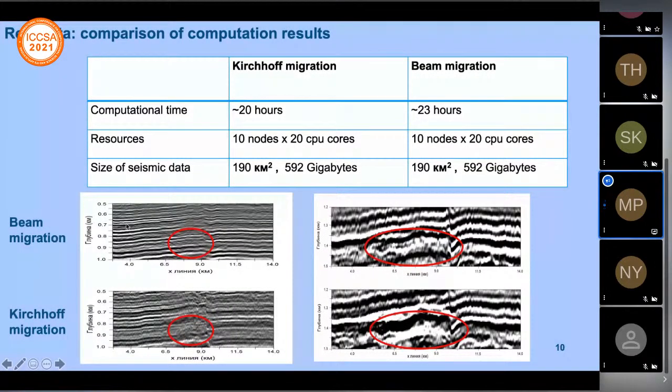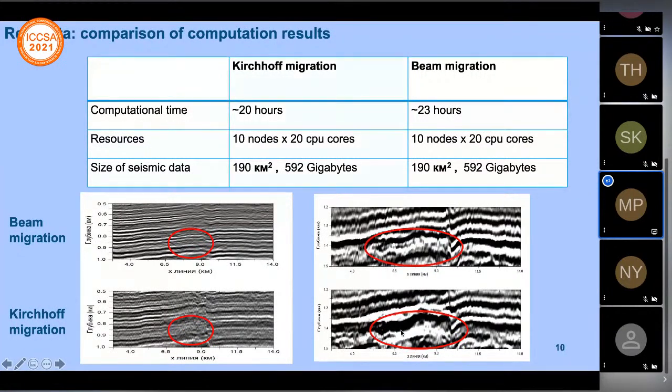But if you look at the quality, and if you look at this picture, in the middle you see the beam migration results, and at the bottom you see the Kirchhoff migration results. The beam migration results provide a better image in some areas where you see continuous reflectors, while here you almost don't see it. It was disturbed. And here we've got better resolution. So we've got several layers instead of just one layer here.